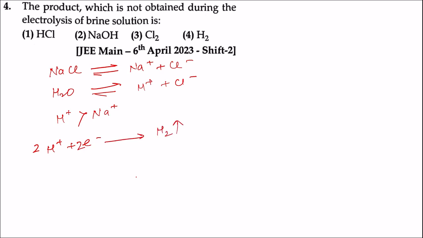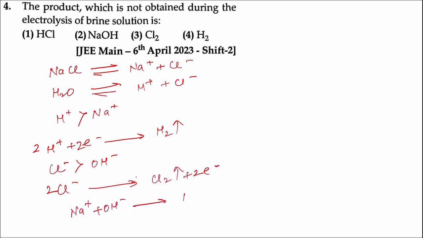And Cl- ion, the oxidation potential of Cl- ion is greater than the hydroxide ion. So chloride ion is oxidized at the anode to give chlorine gas. And in the solution, sodium ion and OH- ions are left forming NaOH. Now this NaOH being a strong electrolyte remains mostly in the dissociated form, that is in the form of Na+ and OH- ion.